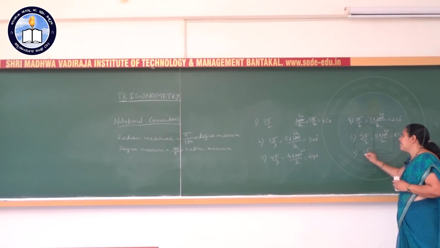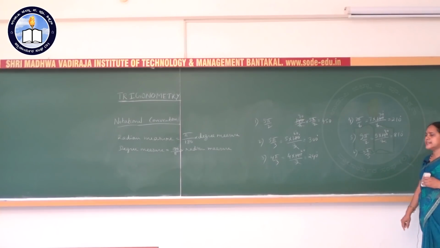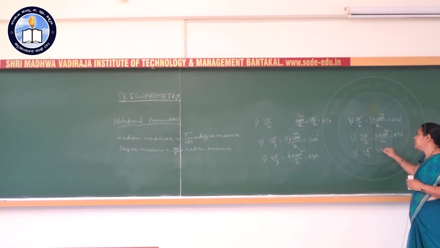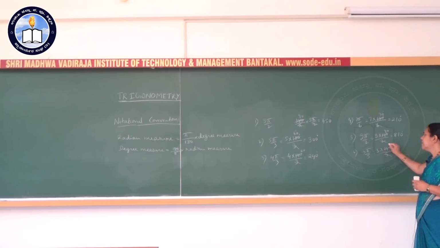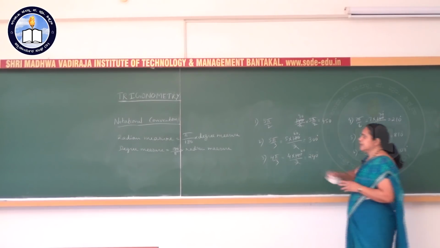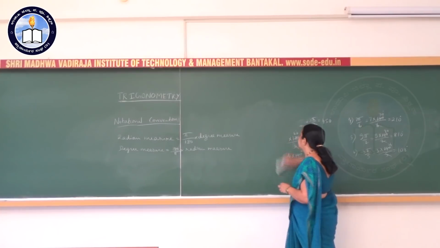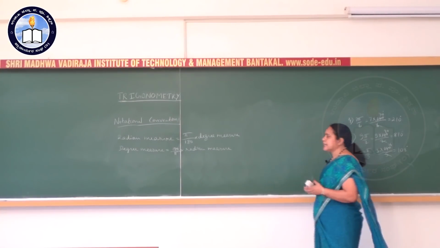3 pi by 5 in degrees: 3 into 180 divided by 5, 5 ones are 5, 36 are 36, into 3, 108 degrees. Okay. What is 30 degrees in radians?